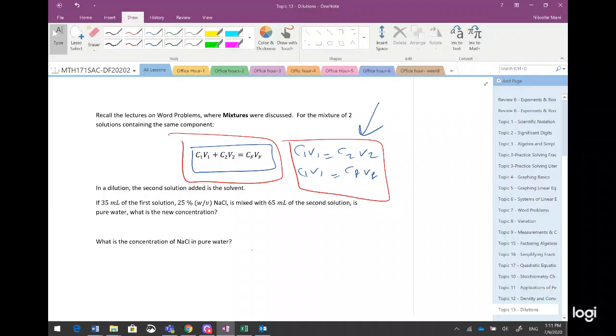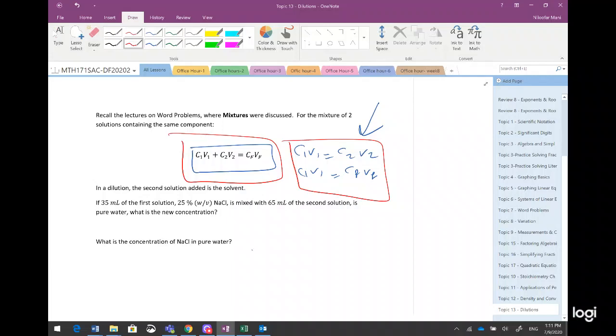Sometimes you see C1V1 equals C2V2 or C1V1 equals C final V final, and then you ask how they are connected to each other. What's wrong with the formula? Which one is correct? Because one of them has C1V1 plus C2V2 on one side and the other side just CFVF. It's not wrong. Both of them are correct.